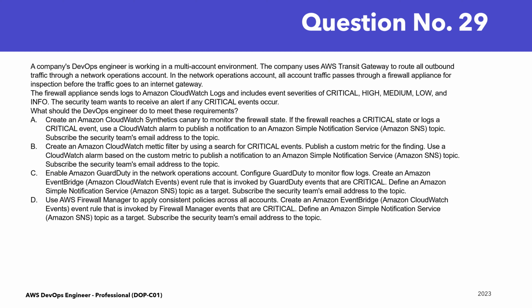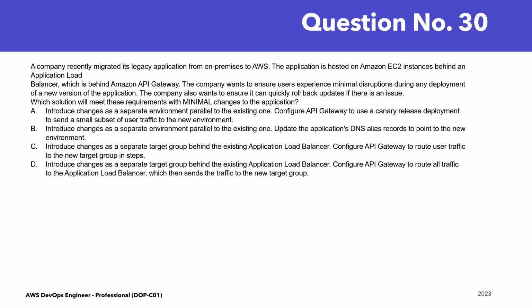D. Use AWS Firewall Manager to apply consistent policies across all accounts. Create an Amazon EventBridge, Amazon CloudWatch Events, event rule that is invoked by Firewall Manager events that are critical. Define an Amazon Simple Notification Service, Amazon SNS, topic as a target. Subscribe the security team's email address to the topic. Correct answer, C.